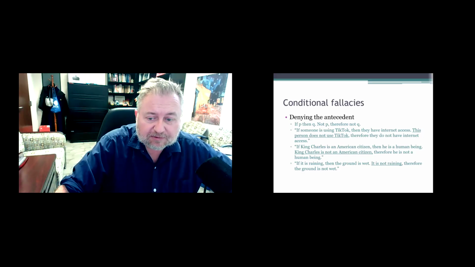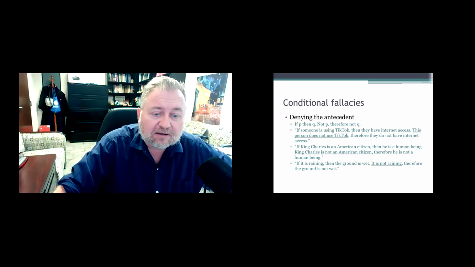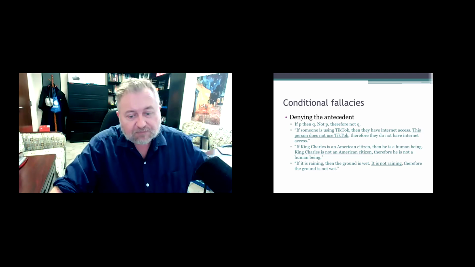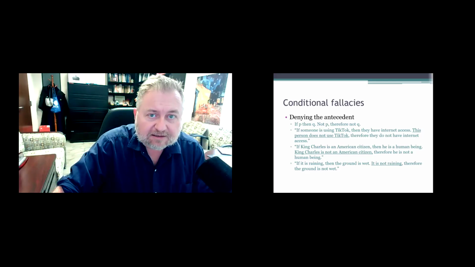A couple of other examples here. If King Charles is an American citizen, then he is a human being. That's presumably true. You have to be a human being to be a citizen. King Charles is not an American citizen, therefore he's not a human being. Again, denying the antecedent has no impact on Q at this point. If it is raining, then the ground is wet. It is not raining, therefore the ground is not wet. Again, we've denied the antecedent, but it does not follow that we should say not Q, right? So these are fallacies, right? This logic does not hold.